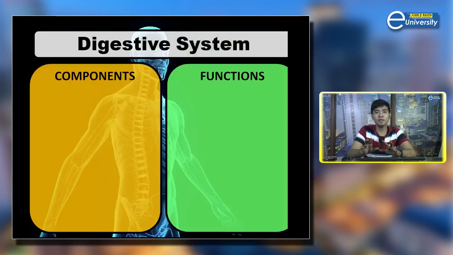So now we're going to deal with the digestive system. We're now done with the integumentary, skeletal, and the muscular systems. So we're going to deal now with the system responsible for nutrient absorption of our body.